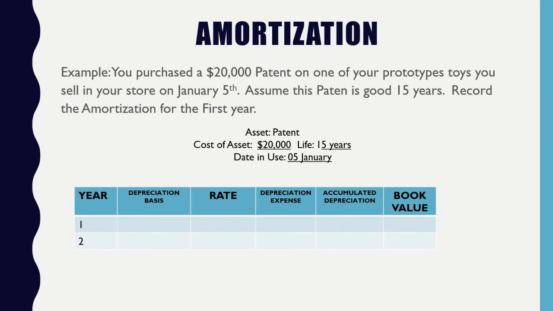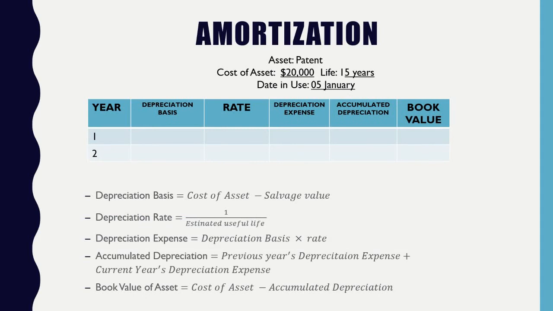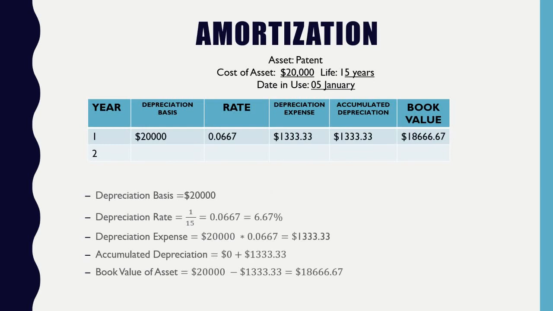So in this case, let's pretend this is a straight line problem. First thing we're going to do is solve for the depreciation basis. Depreciation basis is going to be your cost of the asset minus salvage value. In this case, we don't have one. So what is my cost of my asset? 20,000. Depreciation rate is going to be 1 over 15. 1 over 15 gives you 0.066667, and so on. So we place that right there.